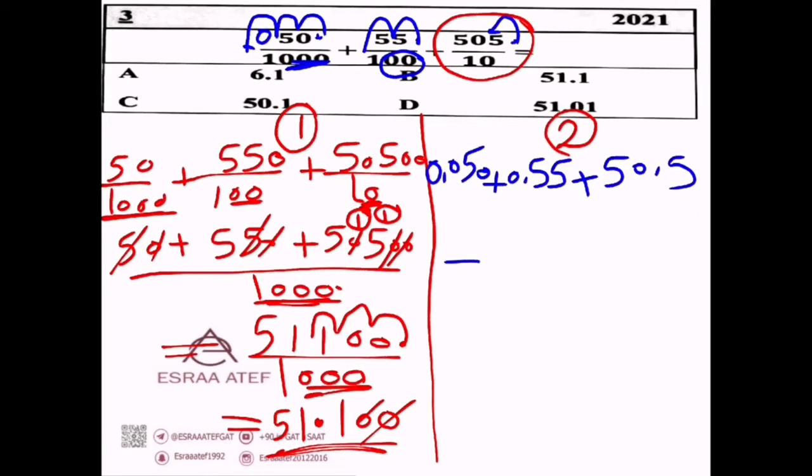And then we will add them. But we can't add them yet, because we should have the same number of digits after the decimal. They should be the same. So how can we do it?